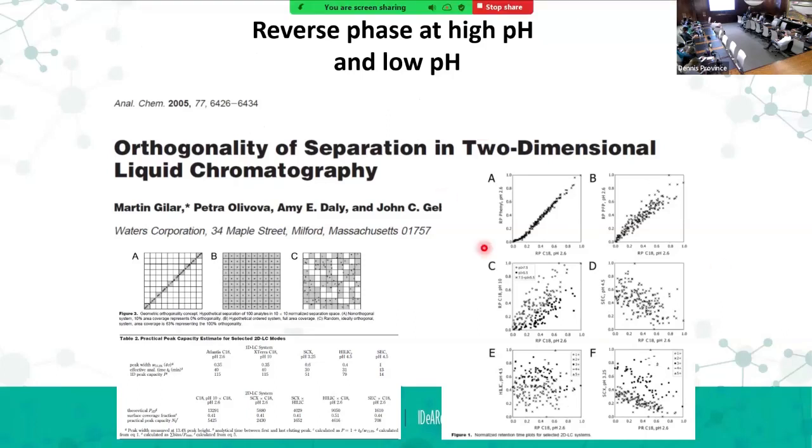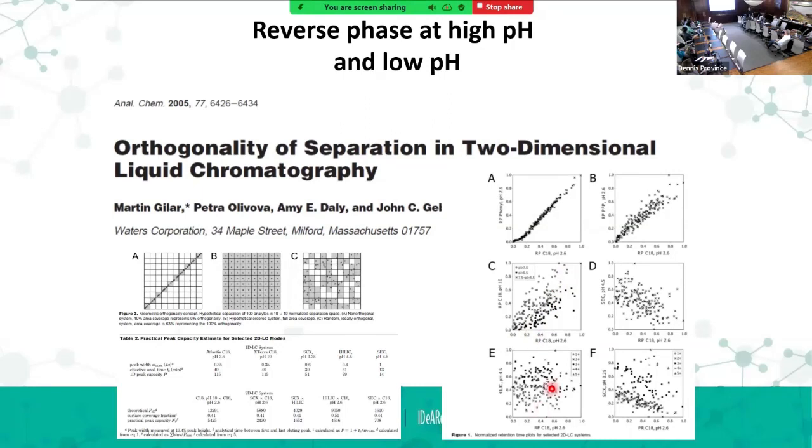If you plot two different reverse phase separations that are similar, I think this is a phenyl column and this is a C18, you can see they correlate really well. You wouldn't want to use this because the correlation is good. Now you can do it at pH 2.6 and 10, and there's a little more scatter. But my eye still draws a correlation line there. So they're correlated. Why would you want to do that?